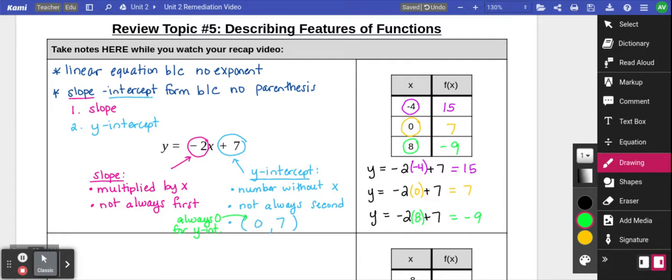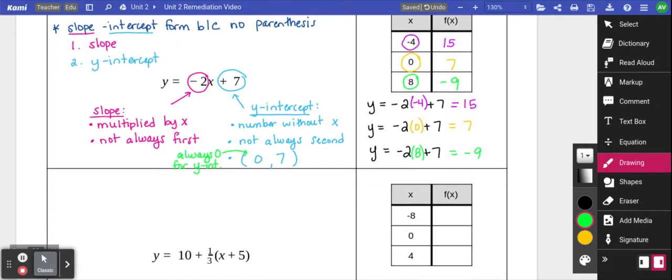Okay, so that's the first style of equation, what's called slope-intercept form. We know that it's slope-intercept form because there's no exponent and there's no parentheses, which means when we look at this equation, the two pieces of information I might ask you about are the slope and the y-intercept.